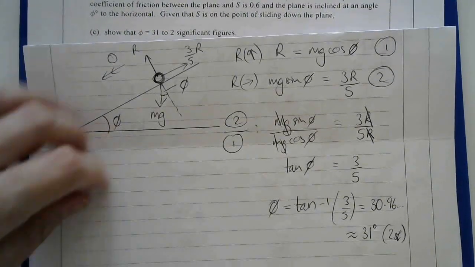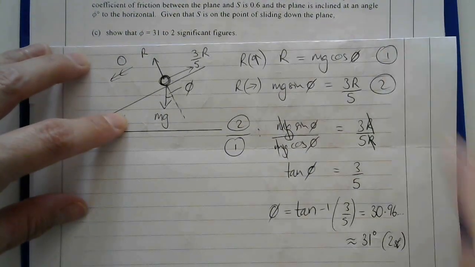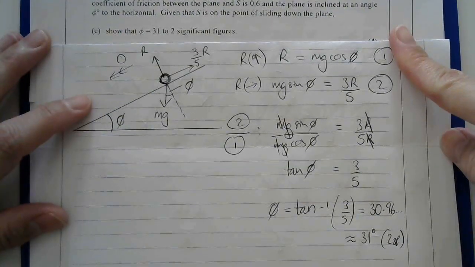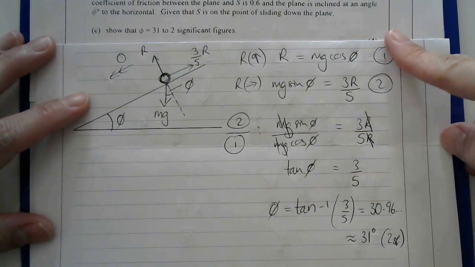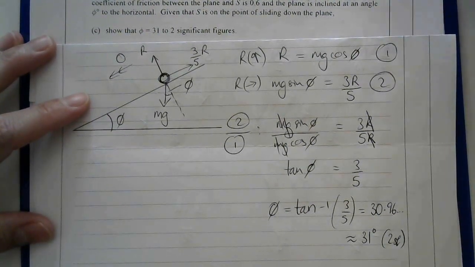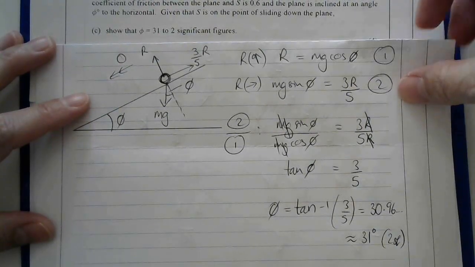Okay, so that's the last part of the question. For that last part, it's worth 4 marks. So in this question, you've got 4 plus 5 plus 3, so altogether 12 marks in total.